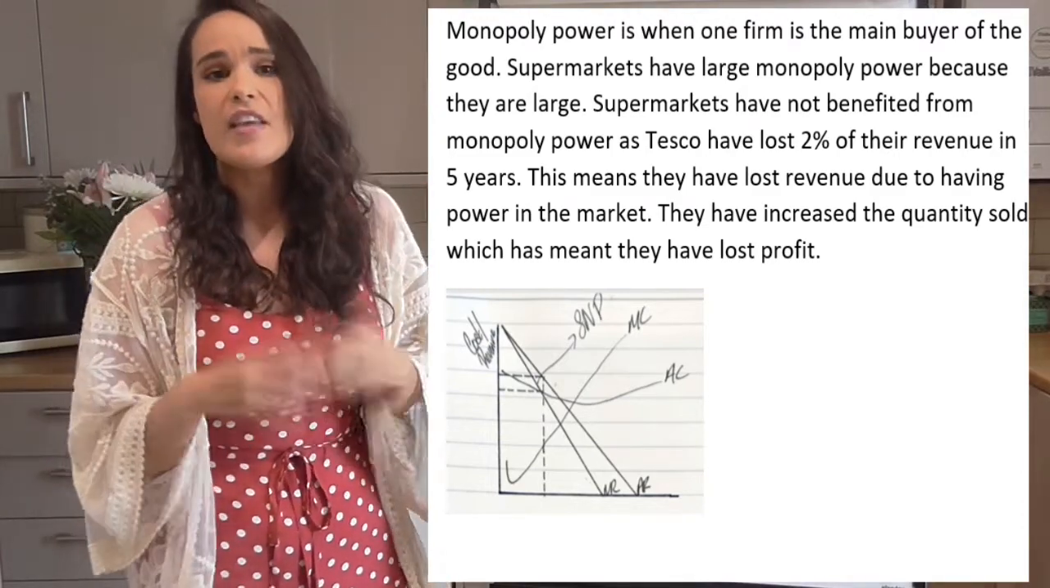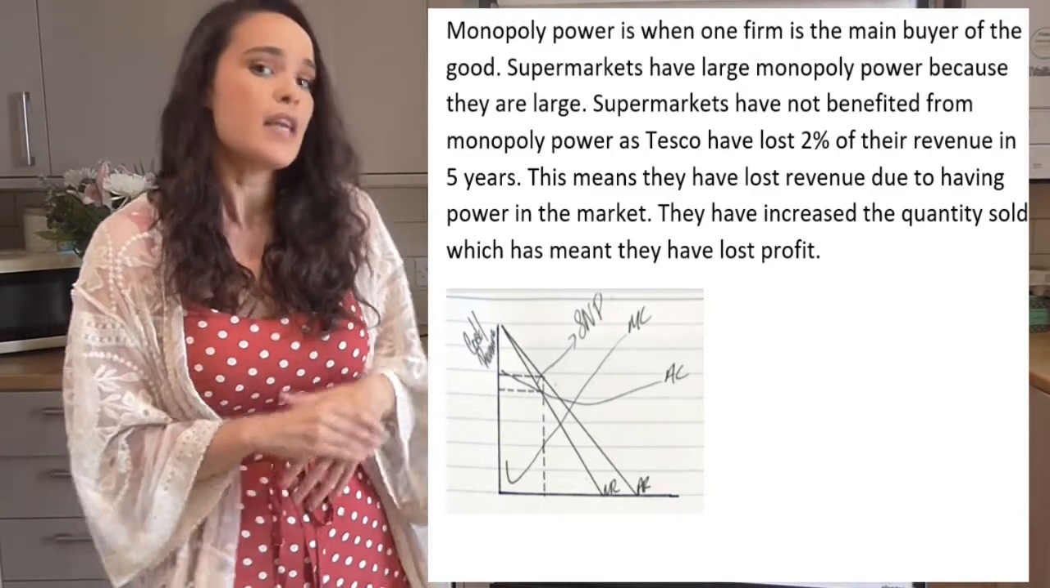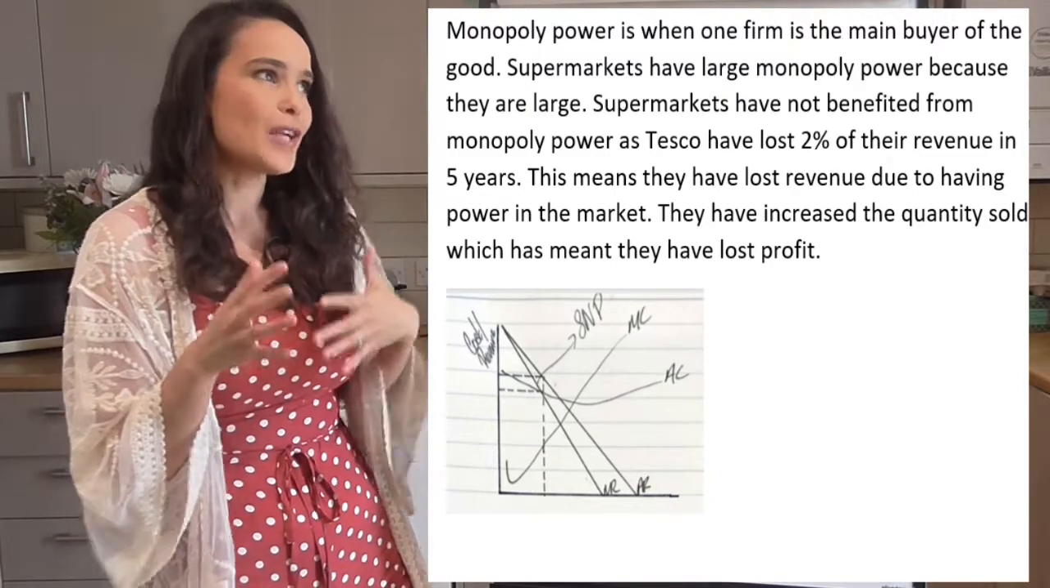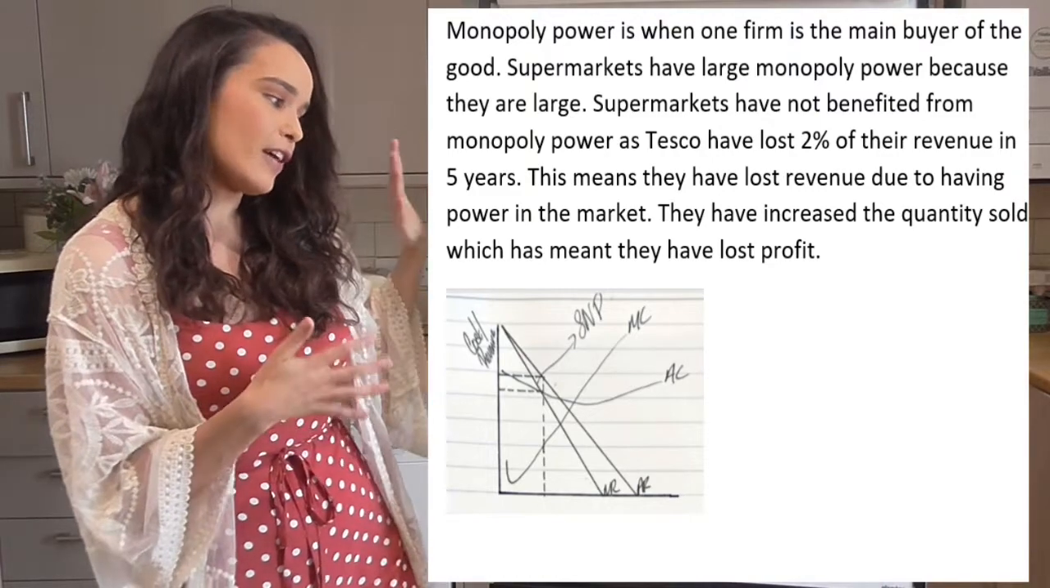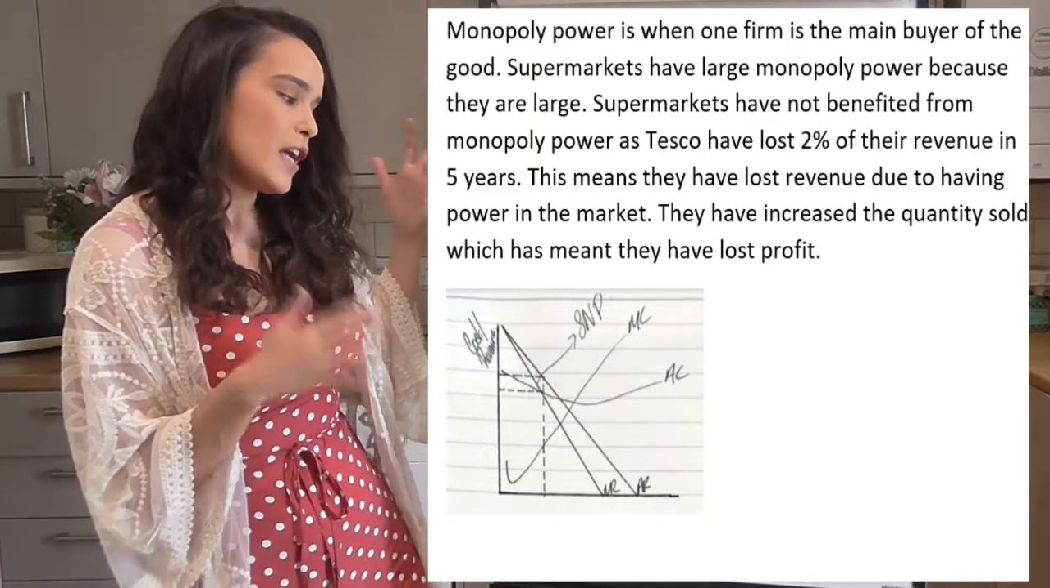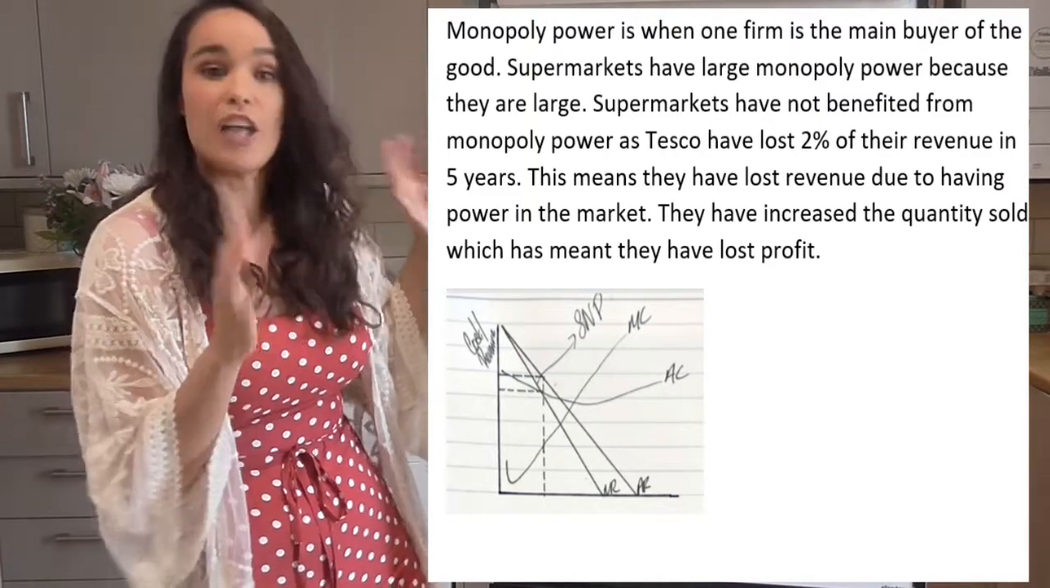And the other thing that they're going to talk about when they look at level 1 is something that's called no link between cause and consequence. Now we can see that here in this level 1 paragraph because they talk about large monopoly power because they are large.